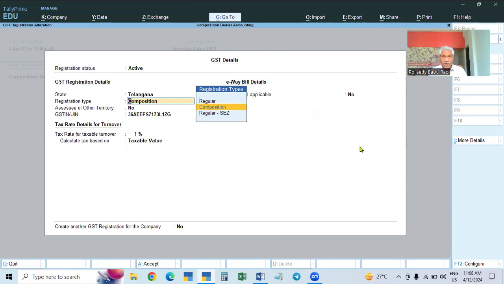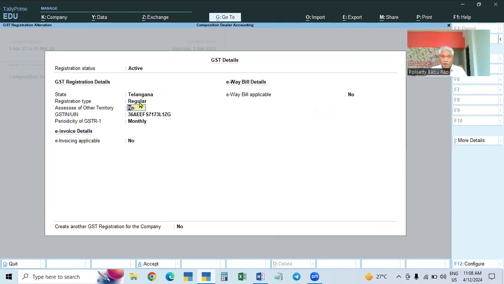First of all, it will show the state by default, as we created the company. And previously it was regular; by default it will be regular. But what we have to do is, now the dealer is a composition dealer. So the registration type is composition scheme. We have to select composition, and then it will show a message that you are changing from regular to composition. It asks whether you want details regarding the composition scheme from the help, yes or no. Generally we will pick no.